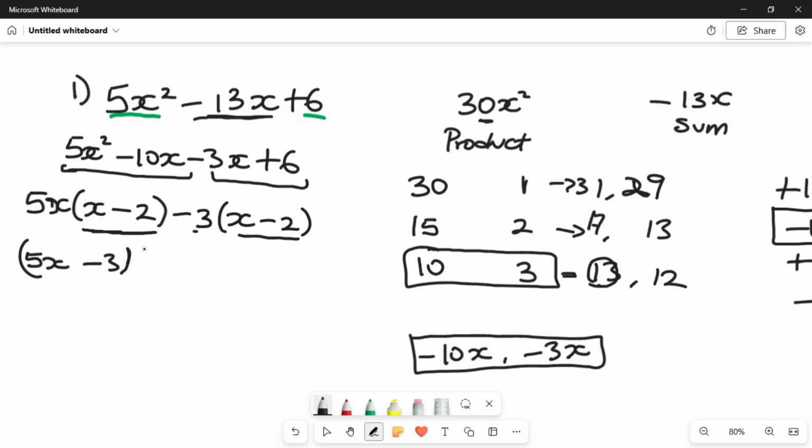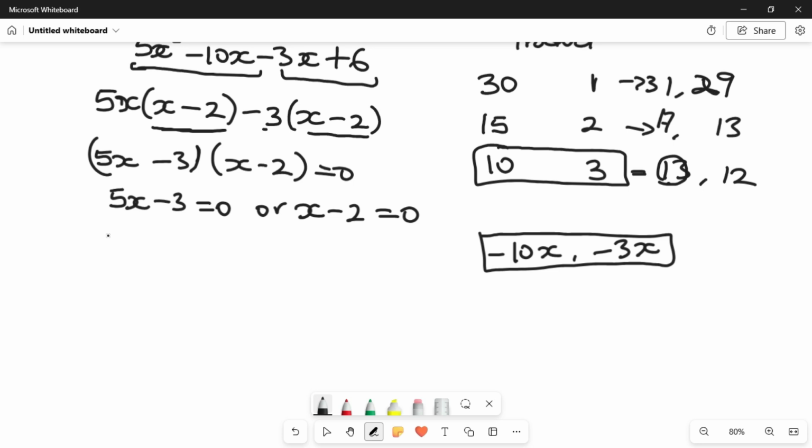One group. And also, you just pick one of these two: x minus 2. Okay. So you equate to 0. So you have 5x minus 3 equals 0, or x minus 2 equals 0. So here we have 5x equals 3, and x equals 3 over 5. Or from here, x equals 2, okay? So these are the two values of our x.